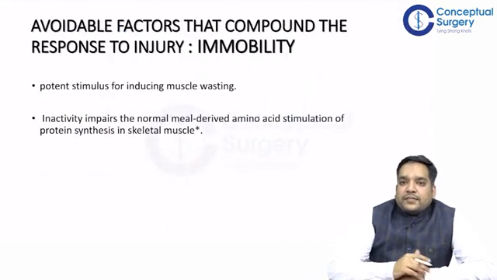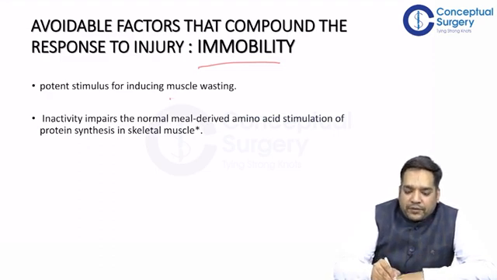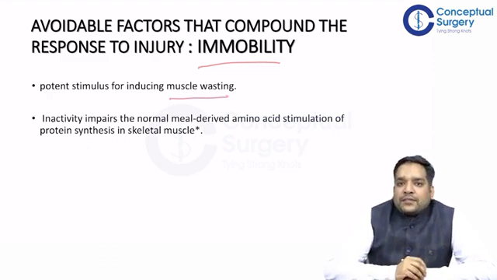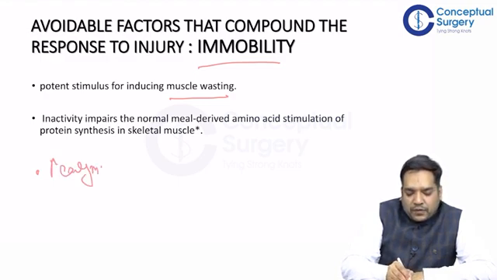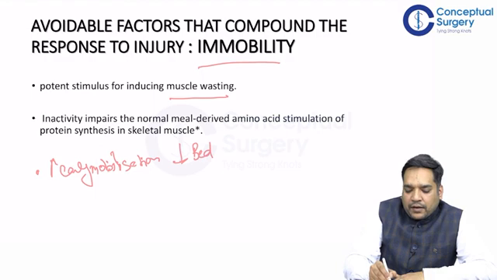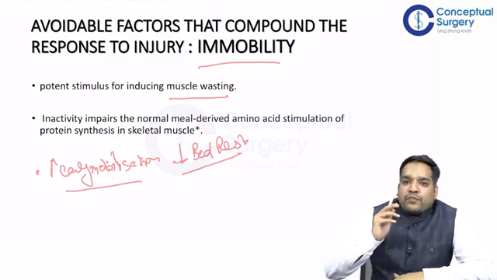So the next factor is immobility. Basically, immobility induces muscle wasting. It impairs the normal meal-derived amino acid stimulation of protein synthesis in skeletal muscle. That is why we tell the patient for early mobilization and decreased bed rest, right? Decrease bed rest and early mobilization. So these are very important to prevent muscle wasting.